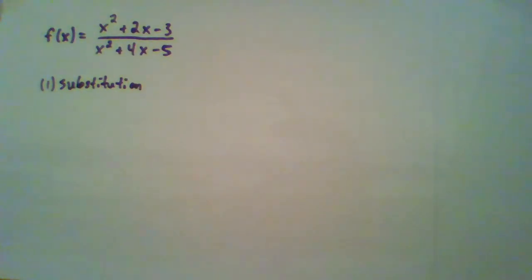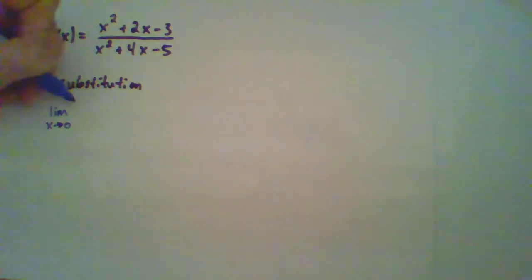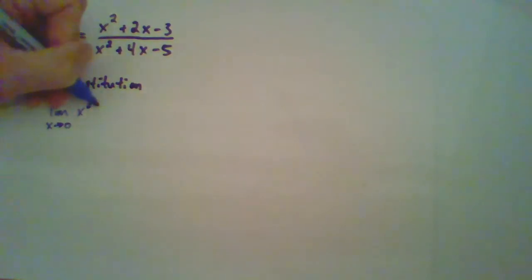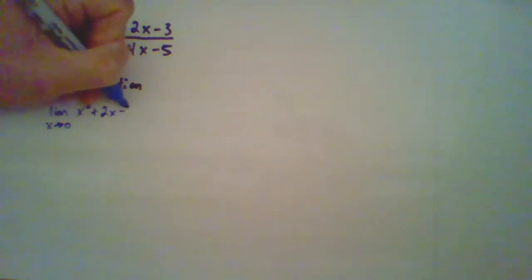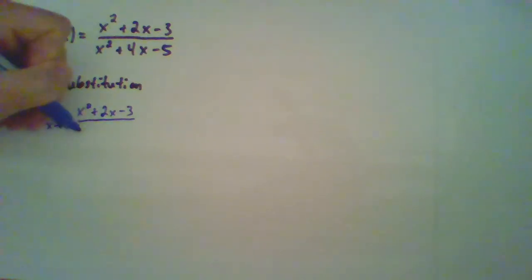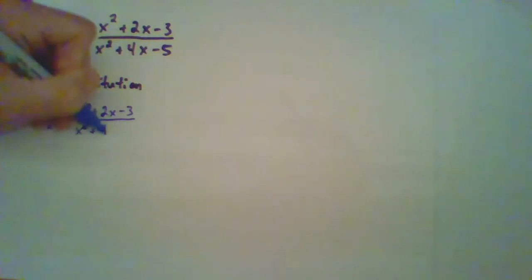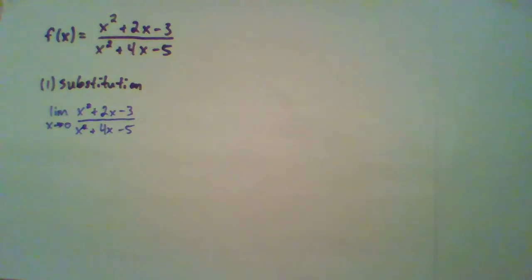So for example, if you're asking yourself the question, I have this function, what is this function behaving like around x equals 0? Well, you could write that in the form limit as x approaches 0 of the function, x squared plus 2x minus 3 over x squared plus 4x minus 5. And the answer to this is not a particularly interesting one.